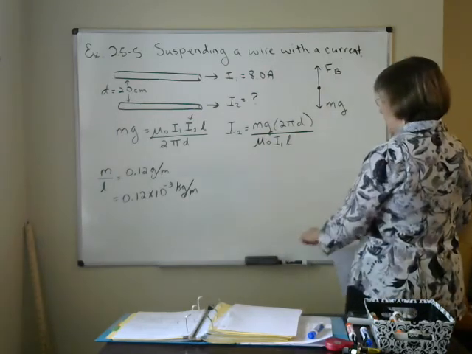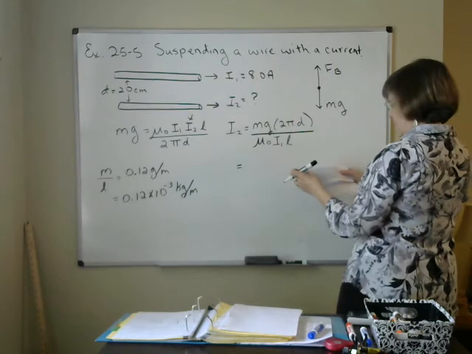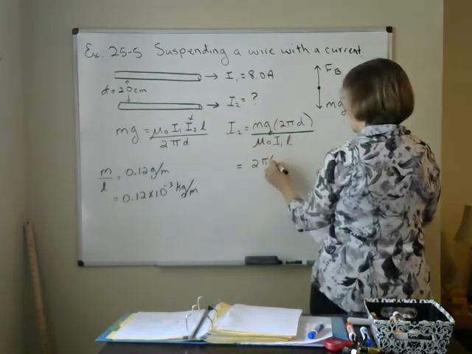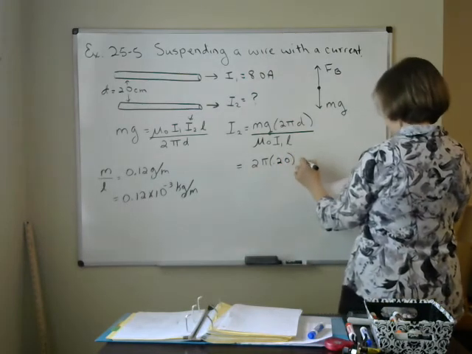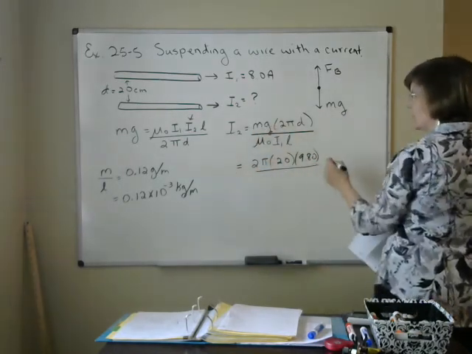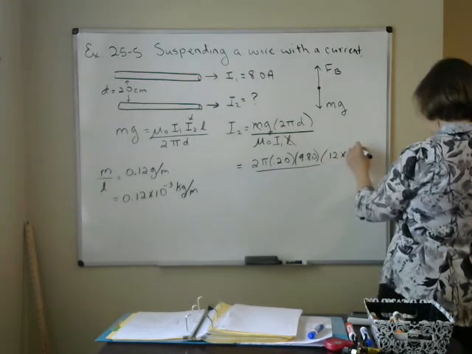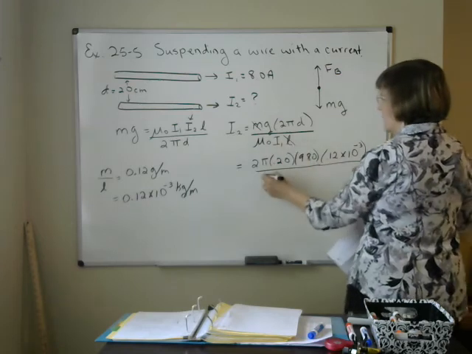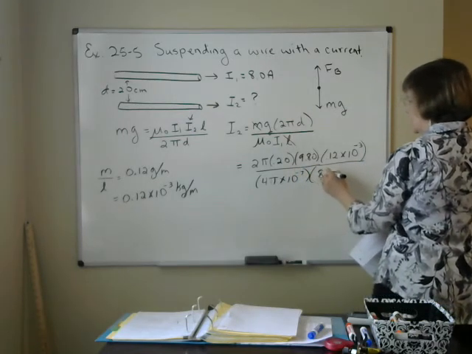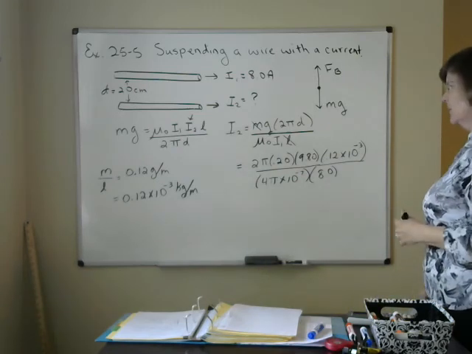Let's fill in everything we know. The top part, let's just rearrange this. It's 2 pi d, where d is 0.20, times g, that's 9.80, times the mass. We're not going to use mass, we're going to use mass divided by L, which is 0.12 times 10 to the negative 3. On the bottom, we're left with mu naught, 4 pi times 10 to the negative 7, and I1, which was 8 amps. So this M over L came out in our formula, and that's what they had given me. They gave us a mass per unit length, but that worked out just fine.